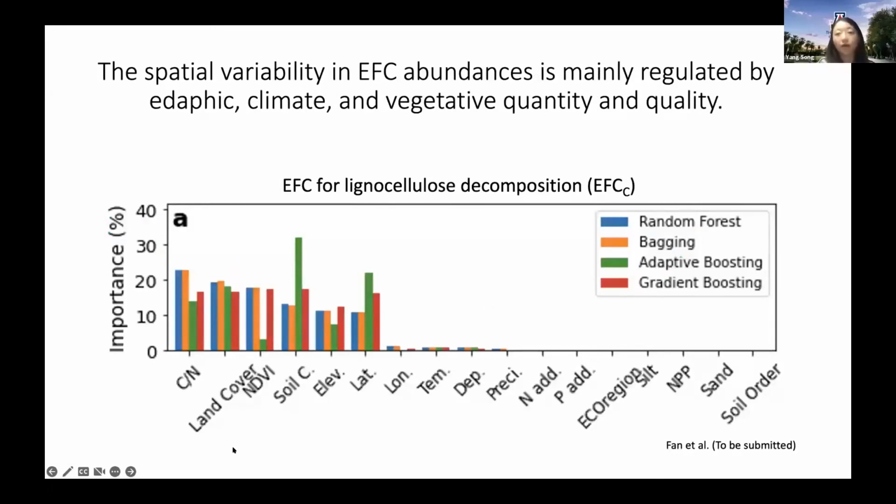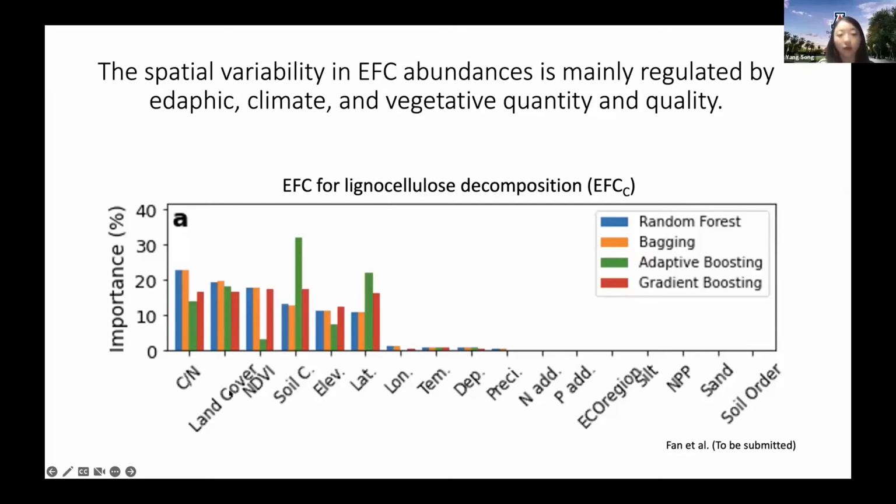So this is an important figure showing the importance of different environmental features we use in this machine learning model. This is for the EFC, enzyme function class, for the lignin cellulose decomposition. We can see that the very important factor to make this prediction is more related to the soil chemistry process, like the soil C:N ratio and also the soil carbon.